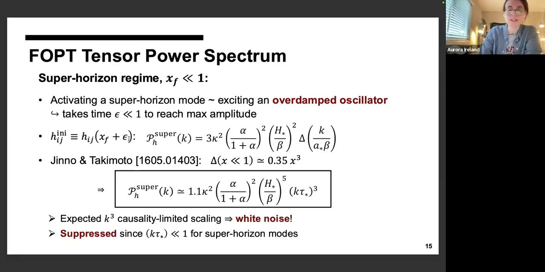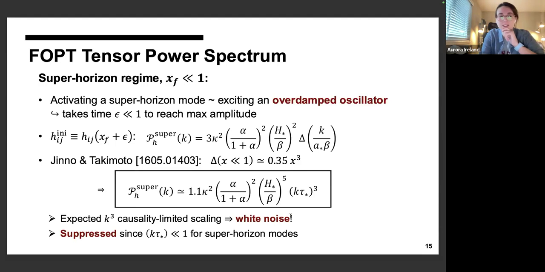In this case, this is the expression you get, which looks just like the subhorizon one, except there's no aH over k squared piece. And this delta has a different scaling in the superhorizon regime. It was like x to the third. And so at the end of the day, this is the expression that you get for the superhorizon dimensionless power spectrum. Famously, this has the expected k to the third causality-limited scaling, which means it's white noise.